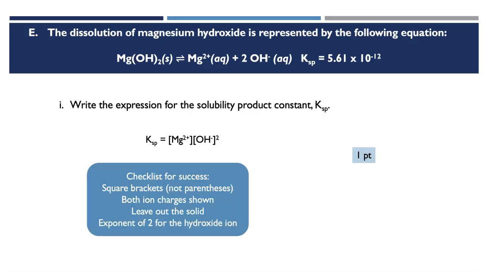Checklist. Make sure you're writing these correctly. It had to be square brackets. If you wrote parentheses, you don't get credit. You needed to show both ion charges. It's not magnesium metal, it's magnesium 2 plus ion. Right, the ion charges are important. It's hydroxide ion, not OH.